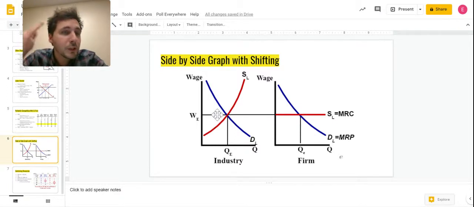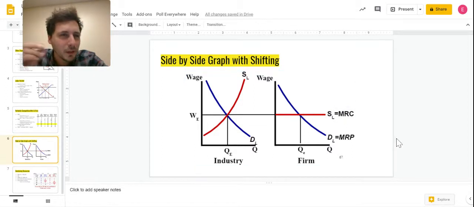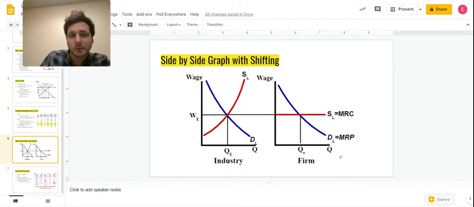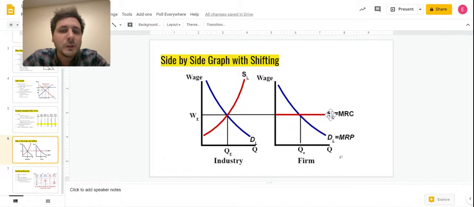Notice, just like our perfectly competitive product market, the wage set here, we dash it over, and that becomes our wage and our supply curve over here, right? Remember, our MRC is equal to our wage. We talked about that on the last one, right? It's because the additional cost of hiring the next worker is the additional wage I have to pay. Makes some sense, right?